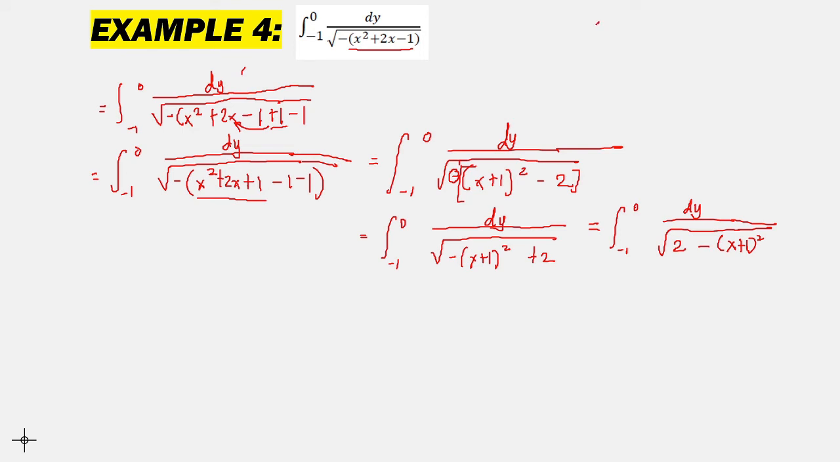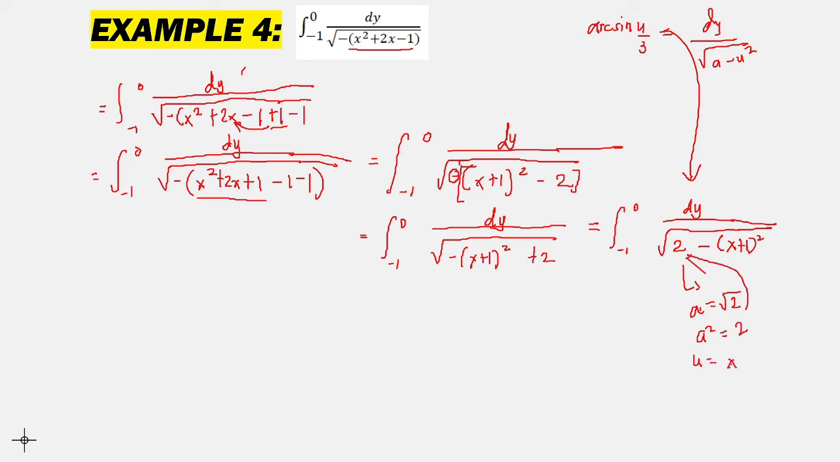Alright, remember that in arc sine u, this is arc sine u over a equal to dy over square root of a squared minus u squared. So our a here, as you can see, is square root of 2. Kasi pag square natin si a, that's 2. Right? And our u is x plus 1. Therefore, this one can be integrated as the form of sine negative 1 or arc sine of u, which is x plus 1 all over square root of 2.